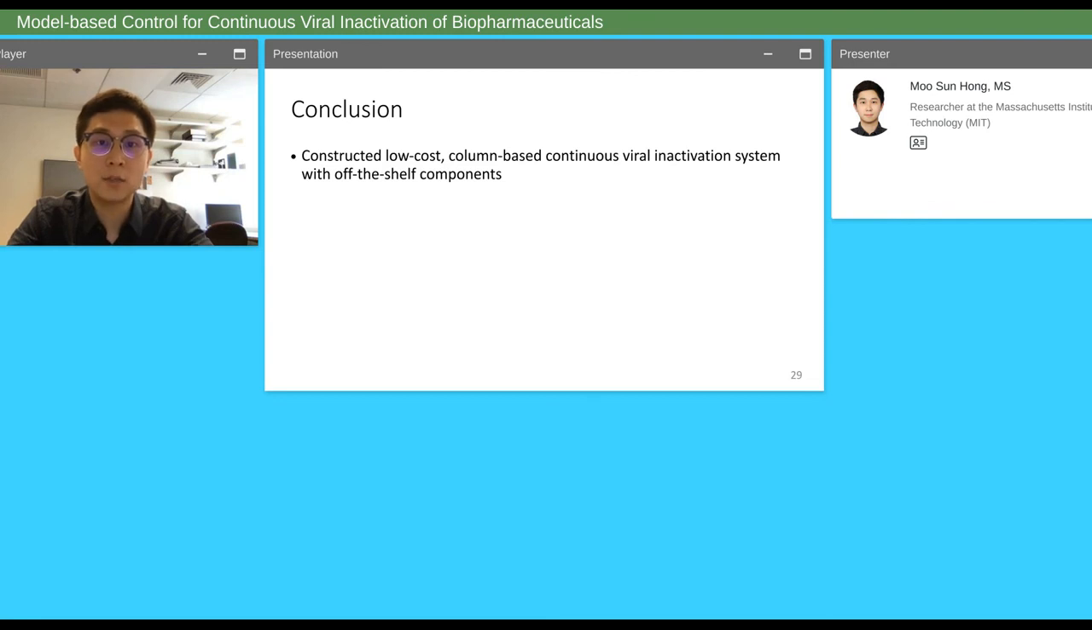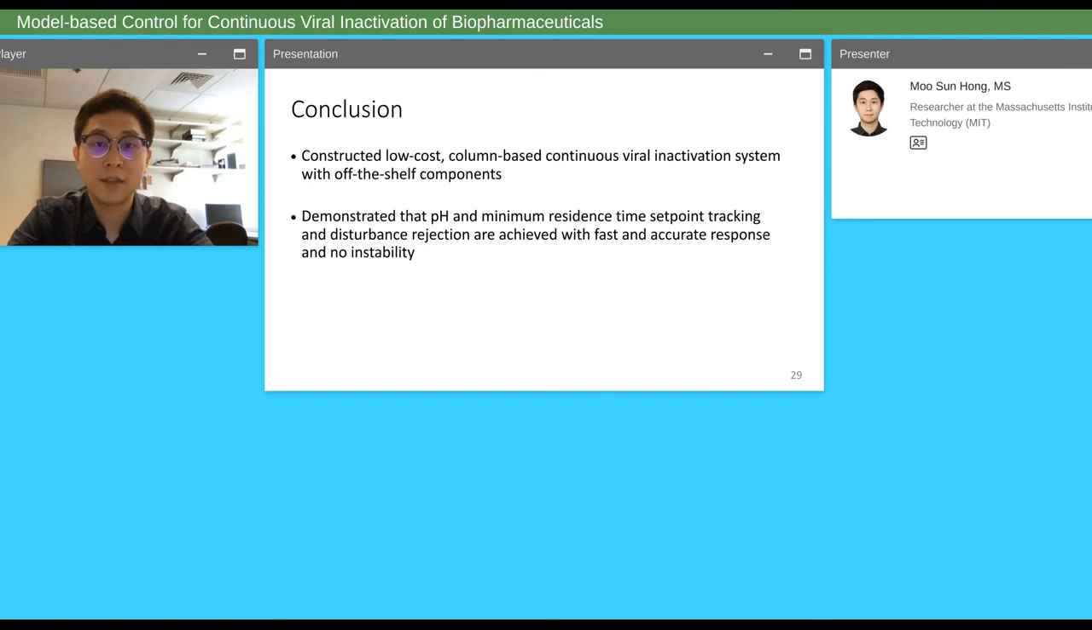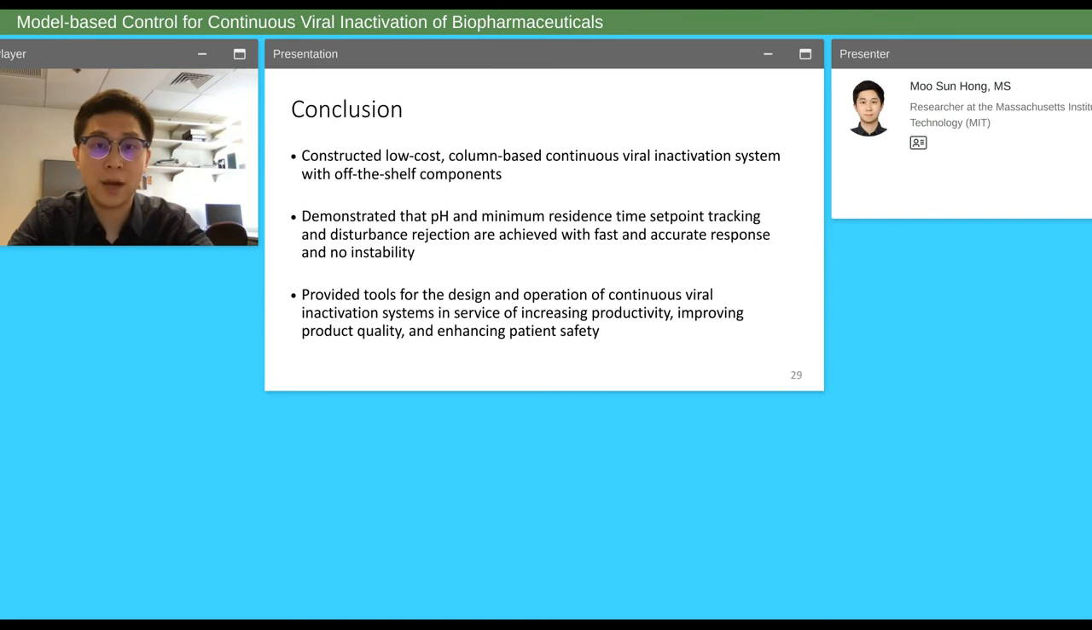To conclude, in this work, we constructed a low-cost column-based continuous viral inactivation system with off-the-shelf components. Controller validation experiments demonstrated that pH and minimum residence time setpoint tracking and also disturbance rejection are achieved with fast and accurate response and no instability. Overall, this work provided tools for the design and operation of continuous bioprocessing systems in service of increasing productivity, improving product quality, and enhancing patient safety.